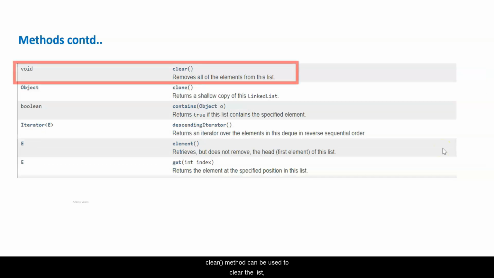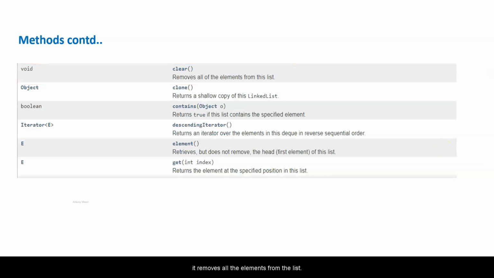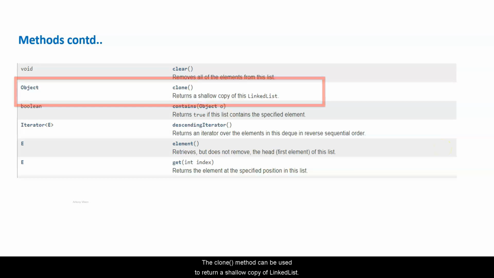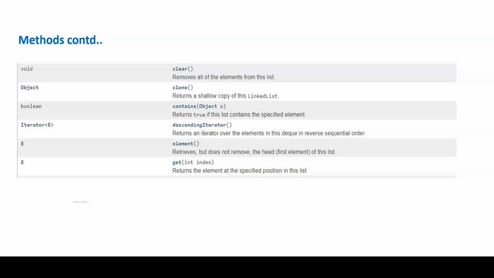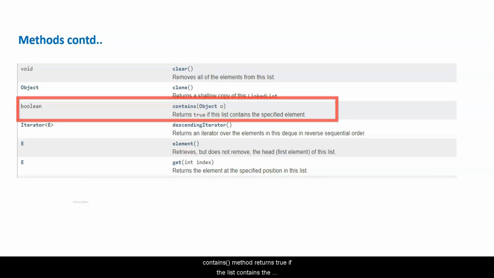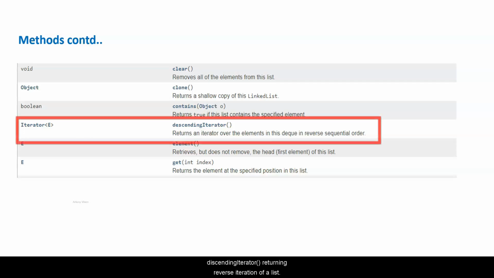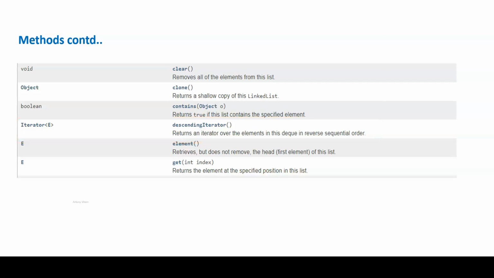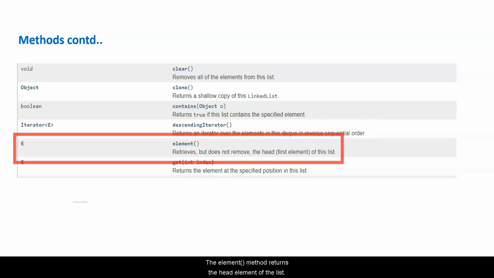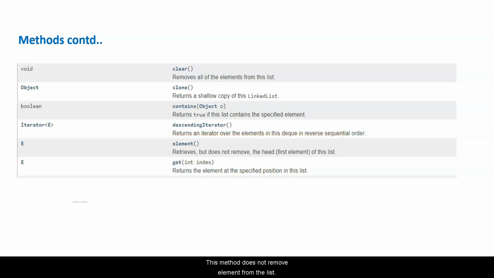The clear method can be used to clear the list. It removes all the elements from the list. The clone method can be used to return a shallow copy of the linked list. This method is inherited from the Object class. The contains method returns true if the list contains the specified element. The descendingIterator returns a reverse iteration of the list. The element method returns the head element of the list. This method does not remove the element from the list.